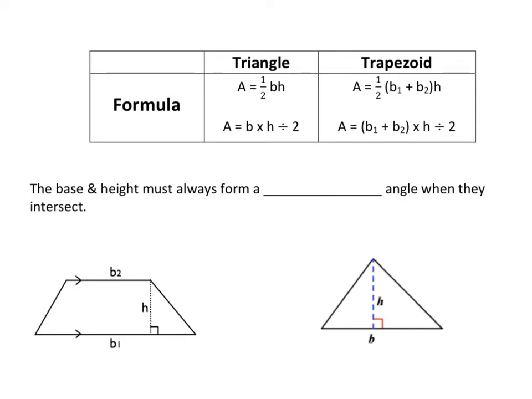So the base and height must always form a right angle when they intersect. Again, I want to point out that in a trapezoid, base 1 plus base 2 has to be done first. That has to be first. And you know your bases based on the right angle that is formed by the height connected to the base.